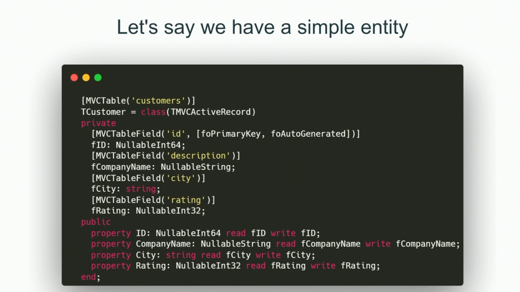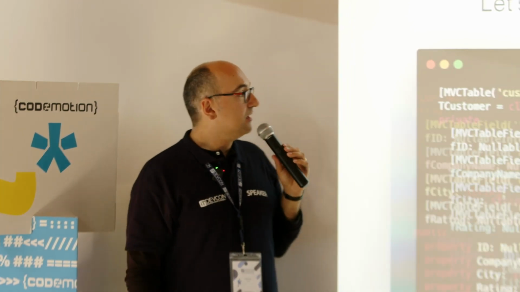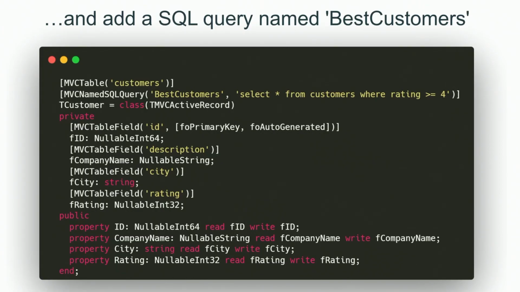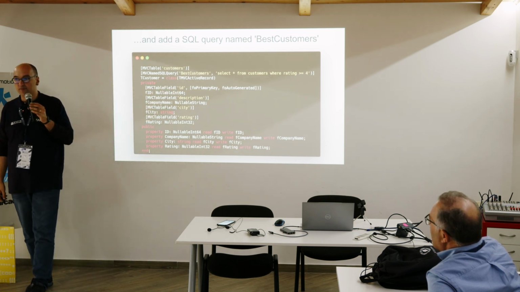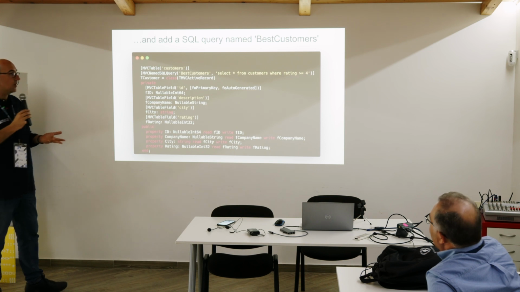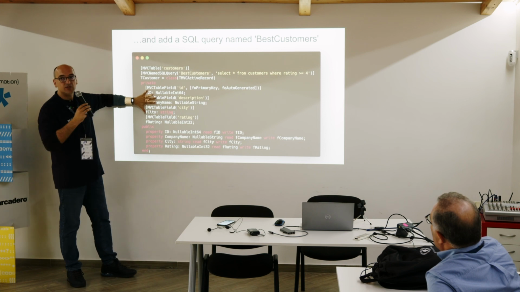All of you understand this code? It's just a mapping: customers, the field, and so on. Using these attributes, MVCNamedSQLQuery, we can put a descriptive name on the query, and then the SQL connected to this name. The result of this execution is then mapped to the entities.